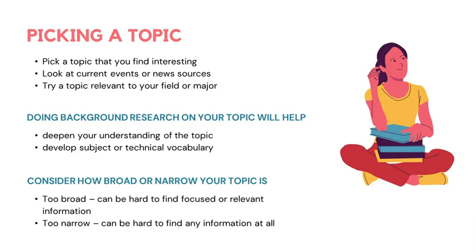Before you start research, you must pick your topic. You can pick a topic that you find interesting, see on the news, or something relating to your college major. If your professor has assigned a topic, be sure to follow those instructions. Once you pick your topic, do some background research to help you deepen your knowledge and develop specific vocabulary. A general search on the internet can be helpful to get started.